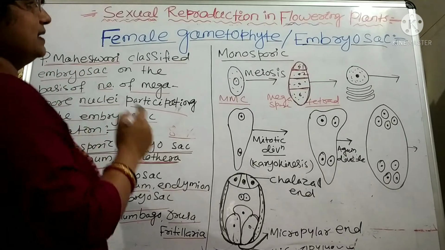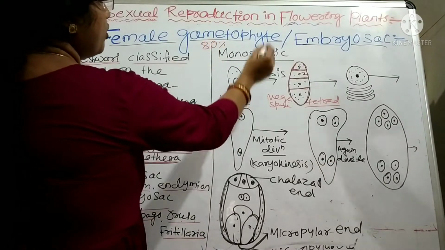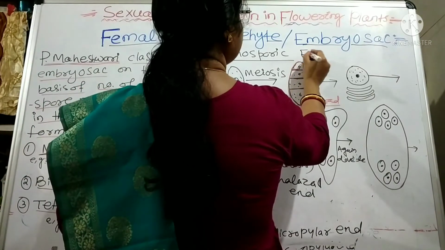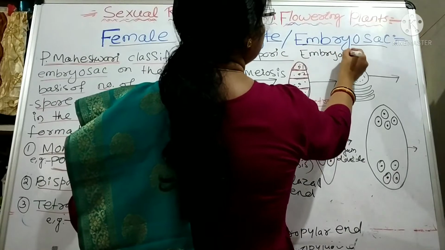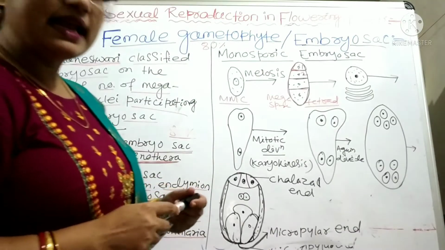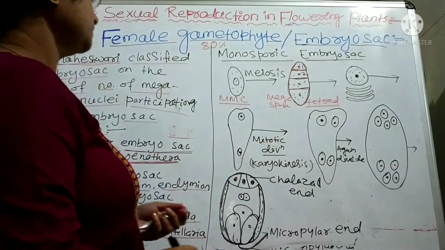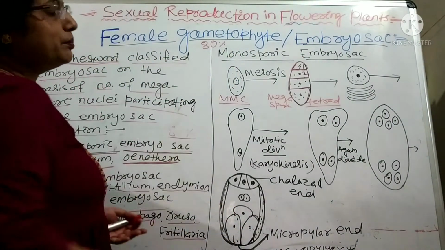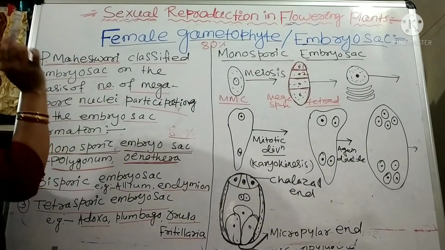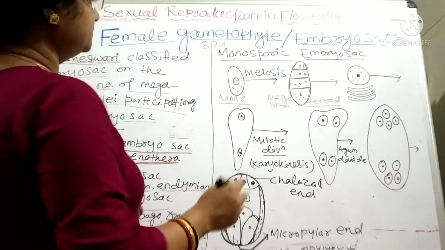I said that 80% of angiosperms form monosporic embryosac, or female gametophyte. Let's see how the monosporic embryo sac is developed. The monosporic embryo sac is also known as the Polygonum type. Let's see how it develops.